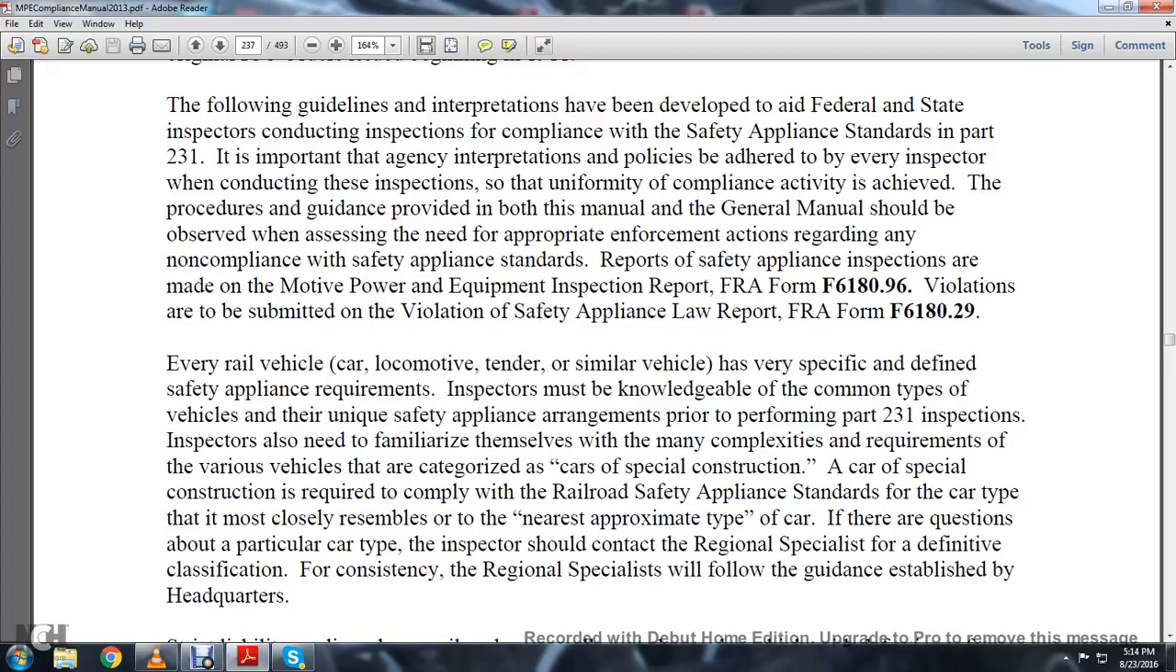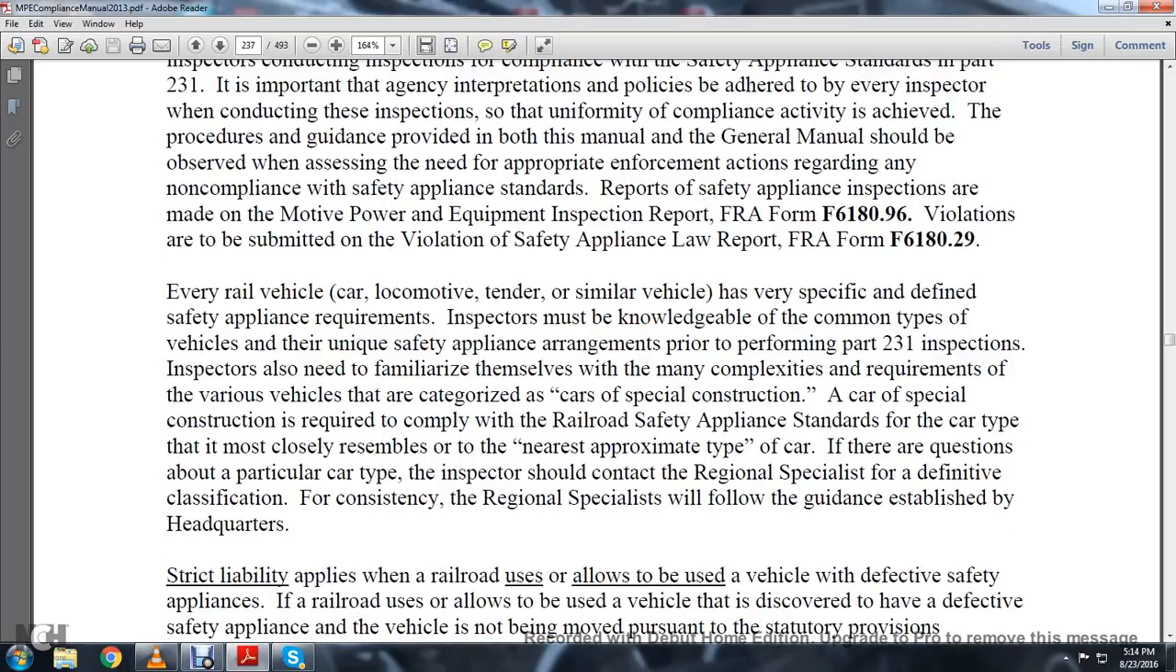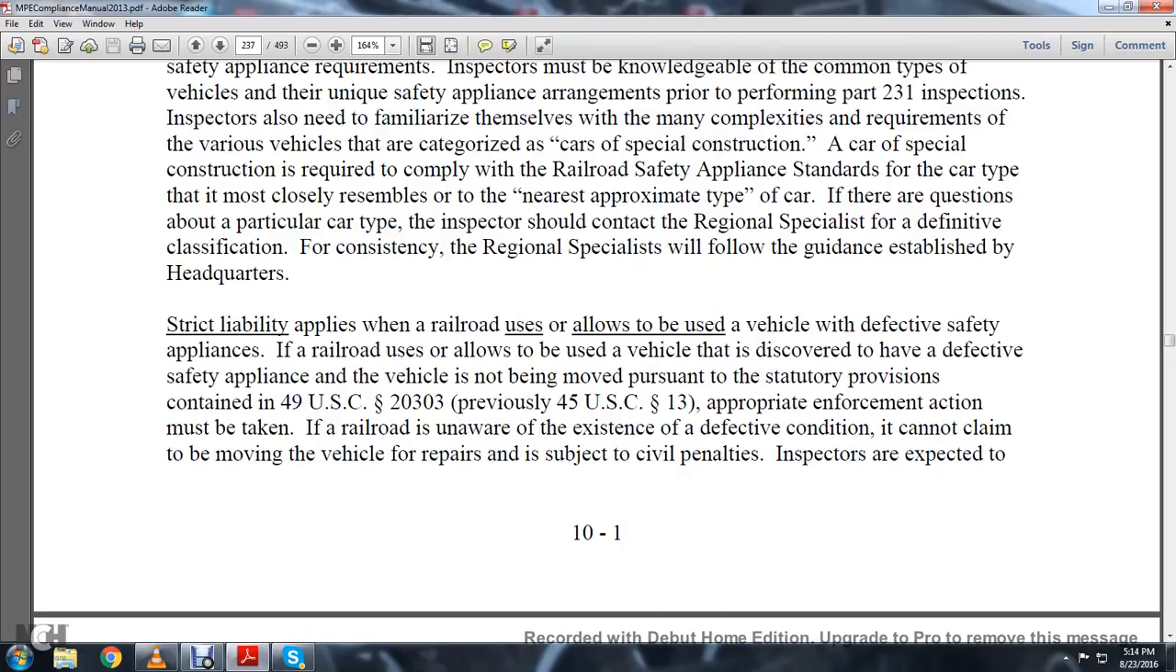They are characterized as cars of special construction, and a car of special construction is required to comply with the railroad safety appliance standards for the car type that it most closely resembles or the nearest approximate type of car. And if there are questions about a particular car type, the inspector should contact the regional specialist for the definition and classification. Regional specialists will follow the guidance established by headquarters.